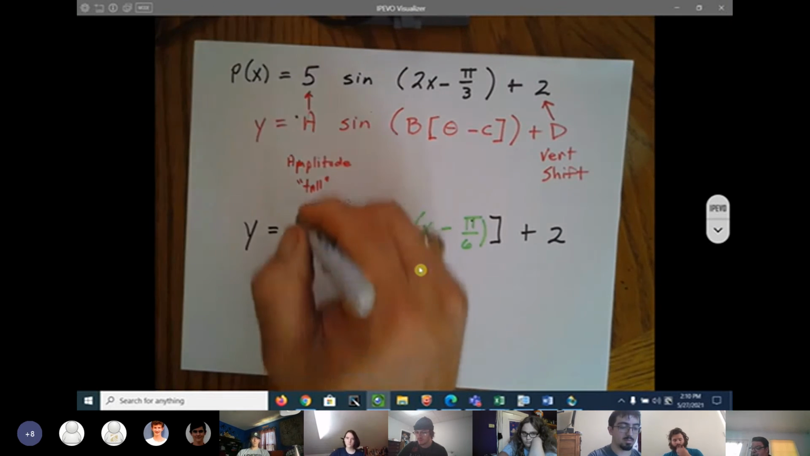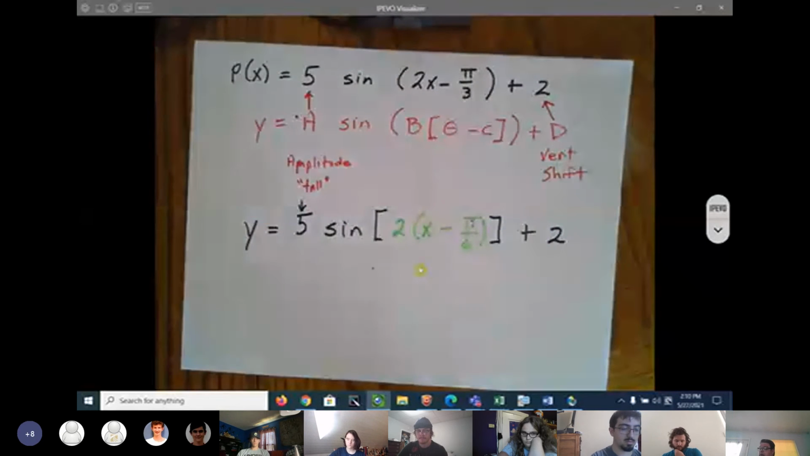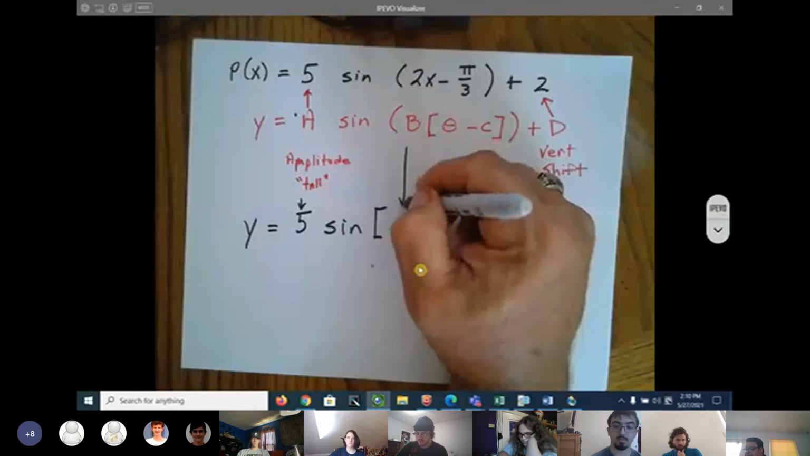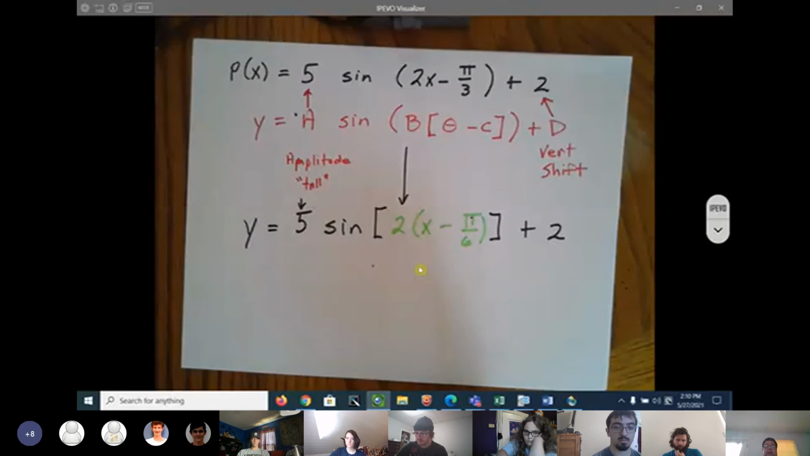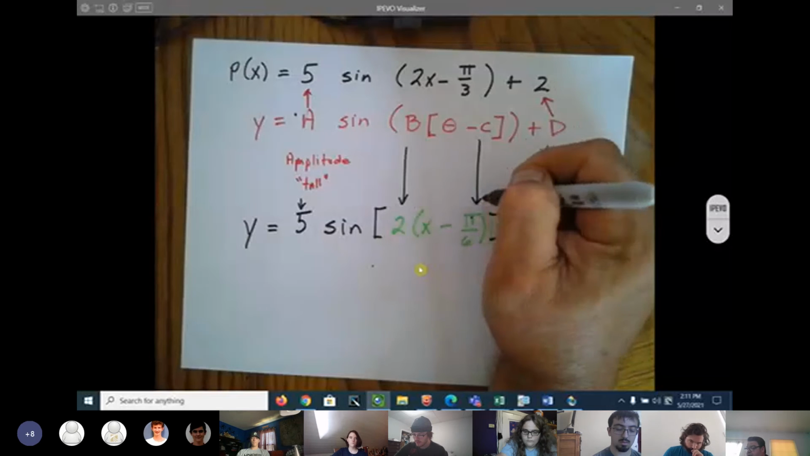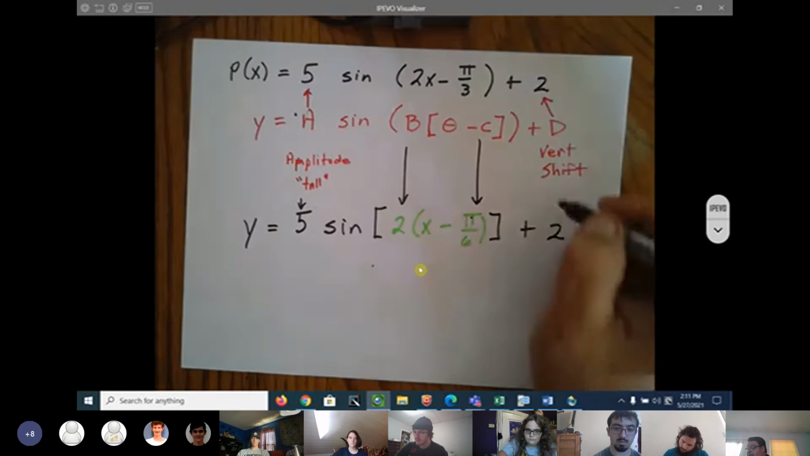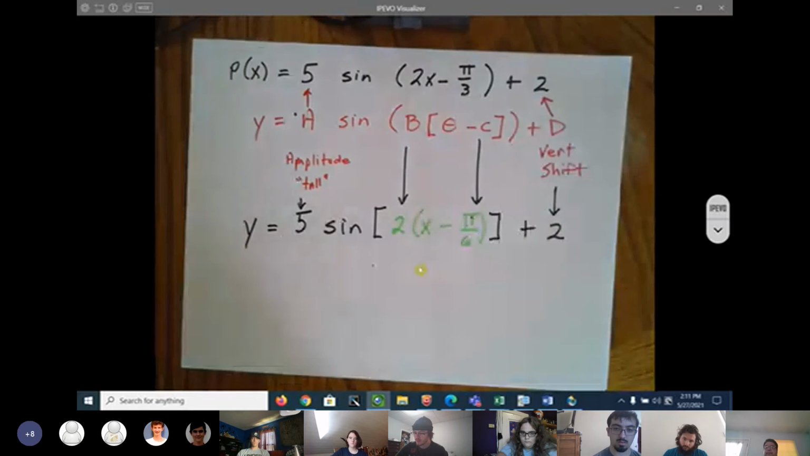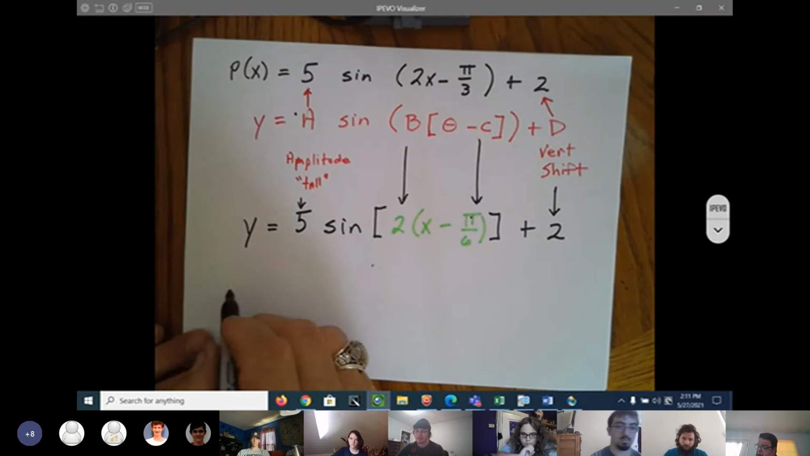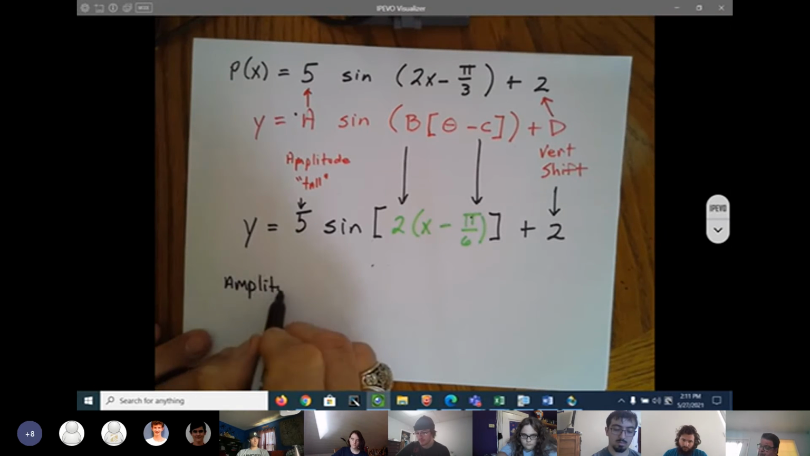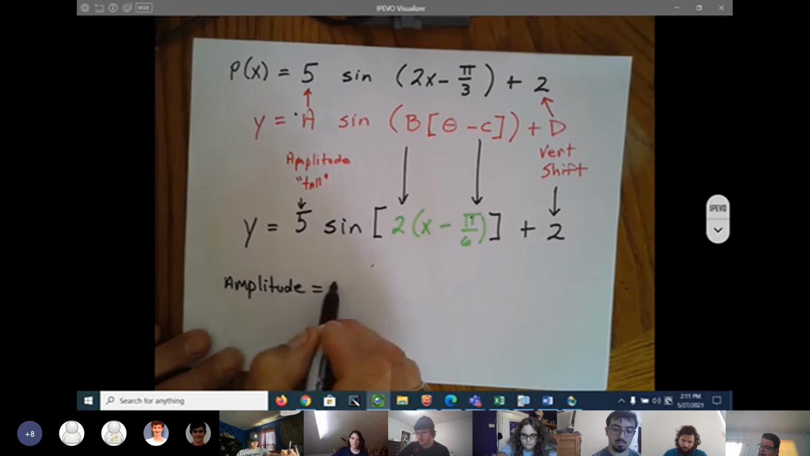I've got my amplitude. I've got my B, which helps give me my period. I've got C, which is called the horizontal shift or the phase shift. And I've got the vertical shift. So I'm going to write all this down. Amplitude is equal to 5.